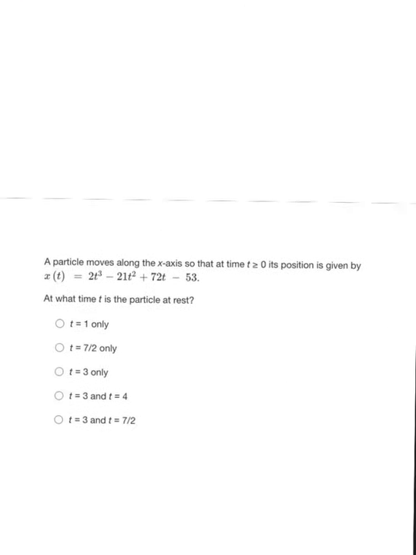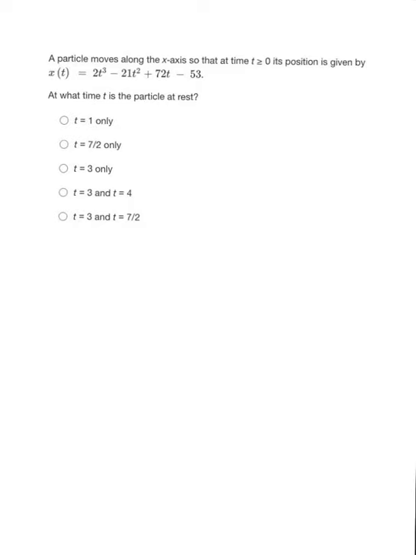Next problem. Okay, we have our position function, and we want to know when the particle is at rest. Well, we are at rest when v of t, the velocity, equals 0. So first I need to find v of t and then just figure out when it's 0. They give us position, so I need to take the derivative to get to velocity.